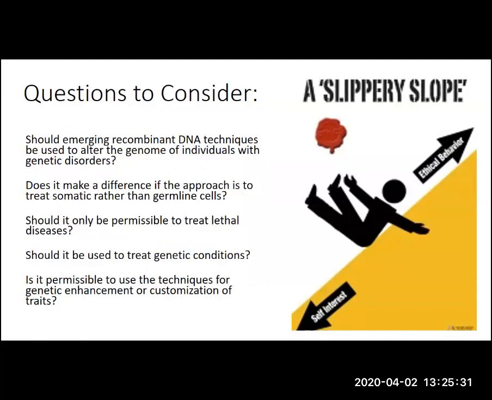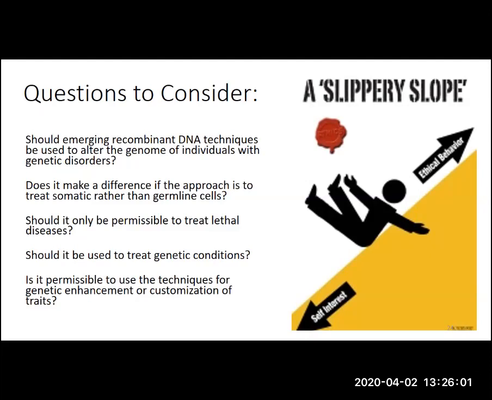And so some questions to consider after this lecture, when we're taking a look at potentially germline therapy. Should emerging recombinant DNA techniques like CRISPR-Cas9 be used to alter the genome of individuals with genetic disorders? Should we use this for somatic gene therapy? Should we use this for germline gene therapy? Should it only be permissible to treat lethal diseases to prevent the death of an individual?